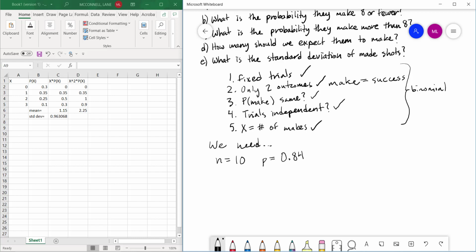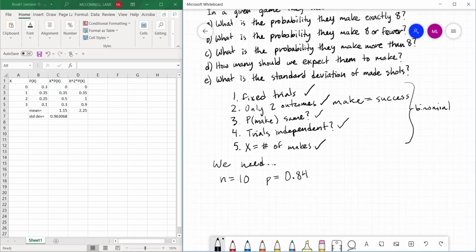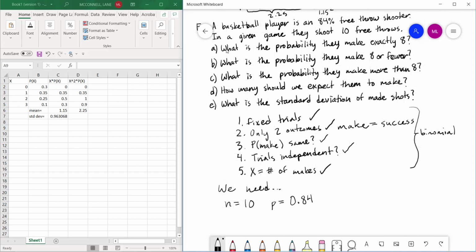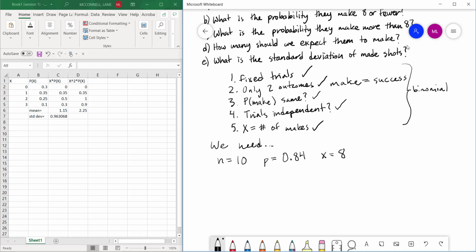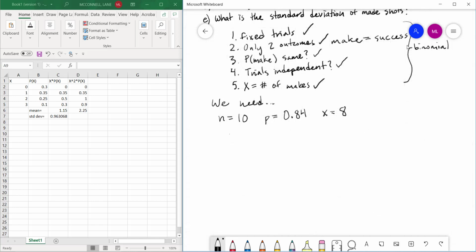And lastly, we need to have the value of interest. What is the number of successes we're interested in? Based on question A, we're interested in the probability that this person makes exactly 8 of their shots. So the last value I need is x, which is 8. And we're going to plug those values into, again, the formula looks like this.